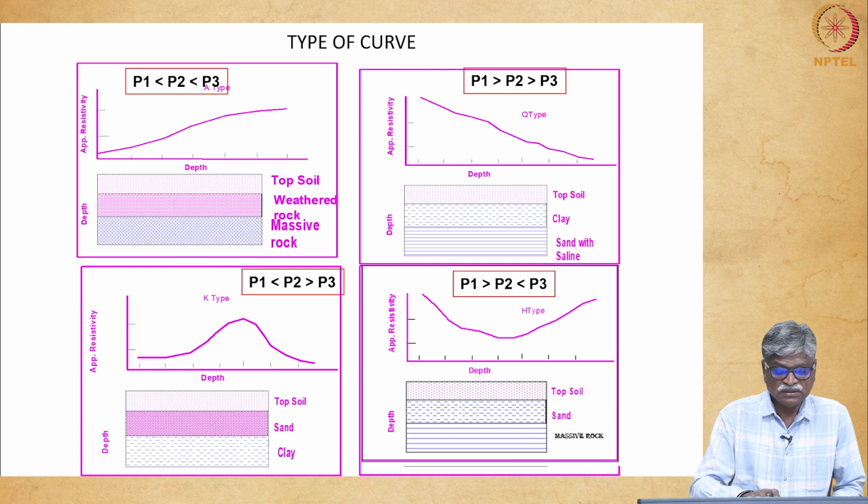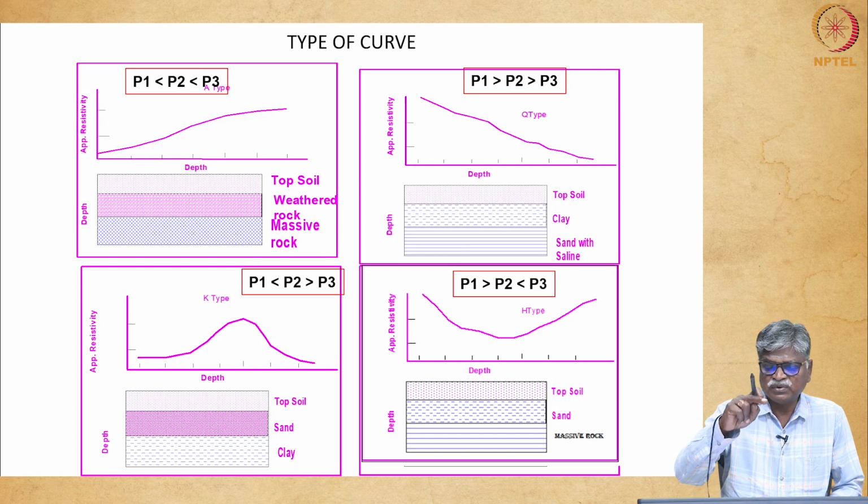It is the sedimentary area. And this one is the Q type. Q type is always in a sedimentary area, where the salinity is there. Resistivity, the first resistivity from the top, will decrease. That is the salinity area, the coastal area, where you will get the Q type.